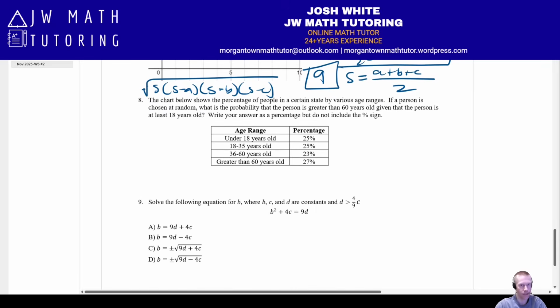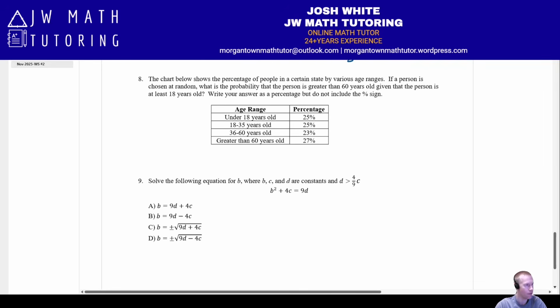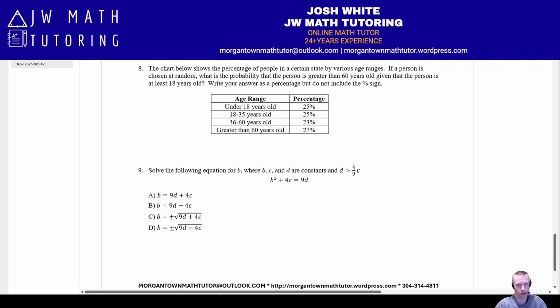All right, let's look next at question number 8. On this one, you have a table. It's got some percentages for various age groups. And it basically wants to know, this is a conditional probability problem. You choose someone at random.